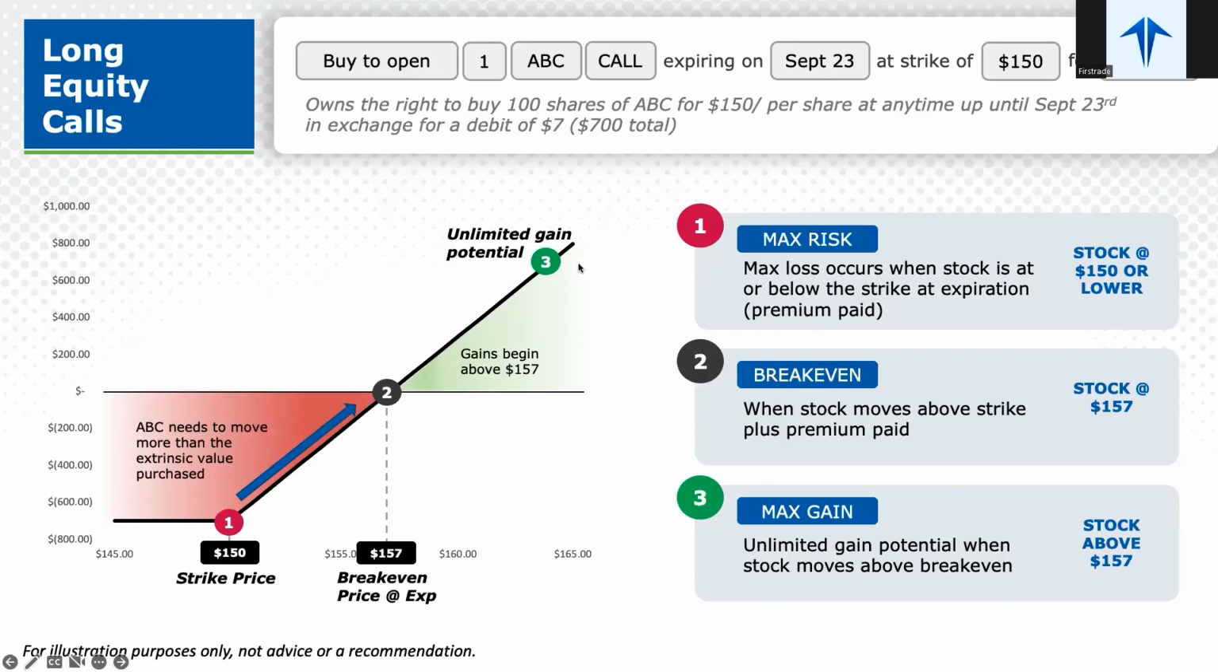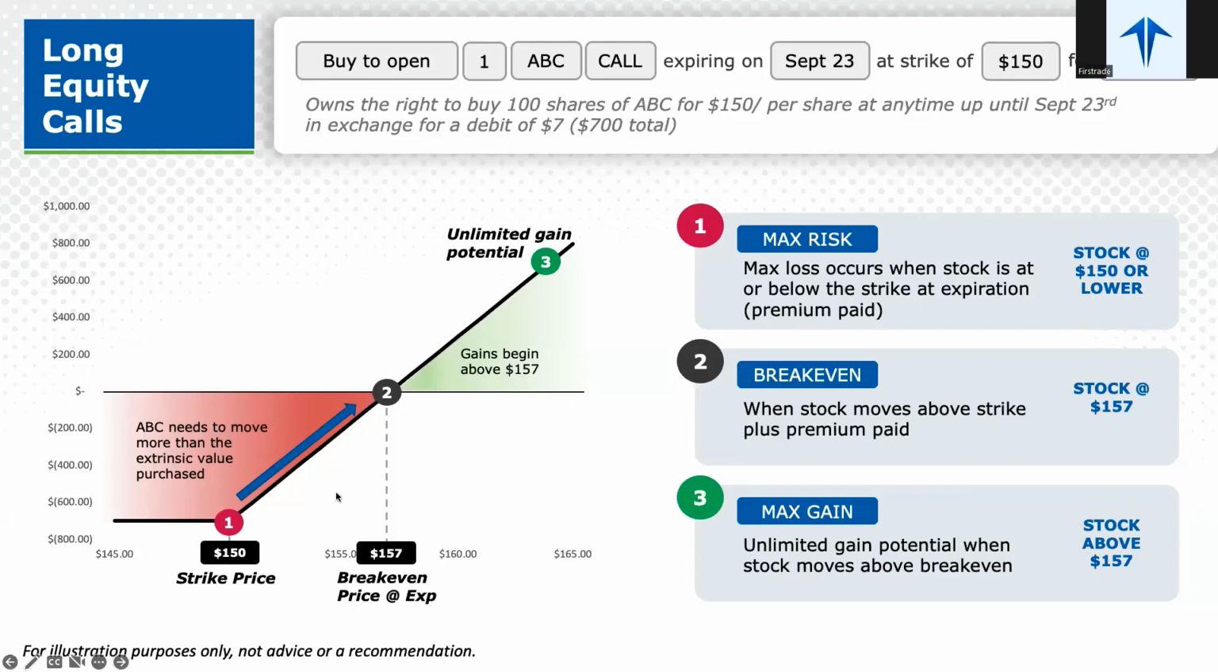It doesn't matter how high ABC goes. I could still capitalize on that appreciation because I own the right to buy ABC at $150 per share, and theoretically, ABC can go to an infinite amount. Will it? How far will it go? That's when we layer on other processes to define that. It's important to have a strategy on the entry and exit point, but prior to that, what's more important is understanding how the strategy works.